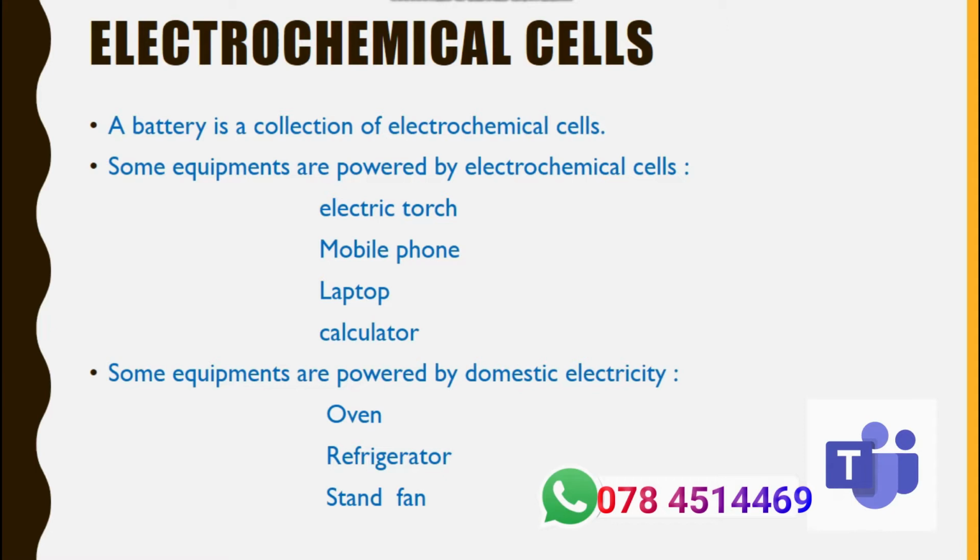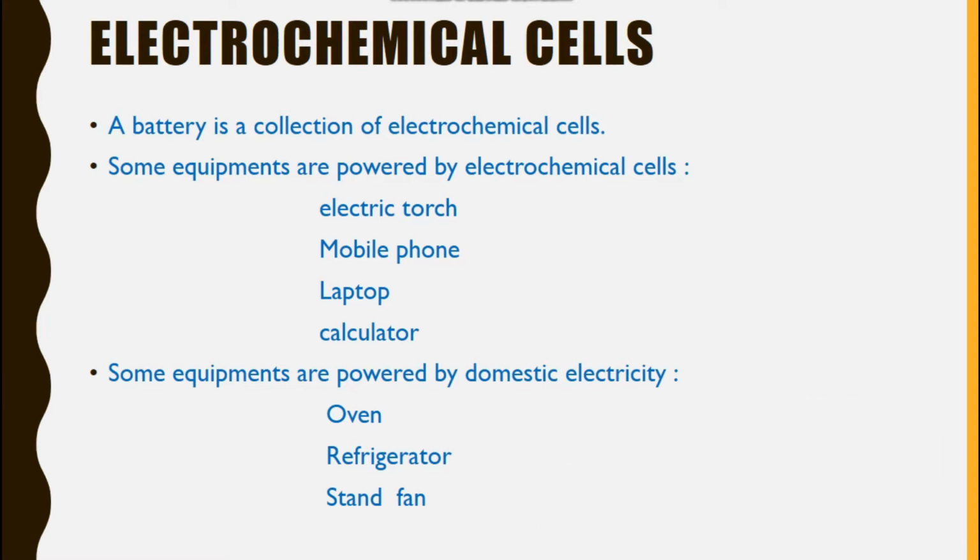So tell me, can you give me some examples of equipment that is powered by electrochemical cells? Electric torch, mobile phones, laptops, calculators, all this equipment works by using a battery or an electrochemical cell. And do ovens, refrigerators, stand fans work with electrochemical cells? No. They work with domestic electricity from the mains power. So electrochemical cells are batteries. Equipment powered by electrochemical cells are torch, mobile phone, laptop, calculator, and so on.